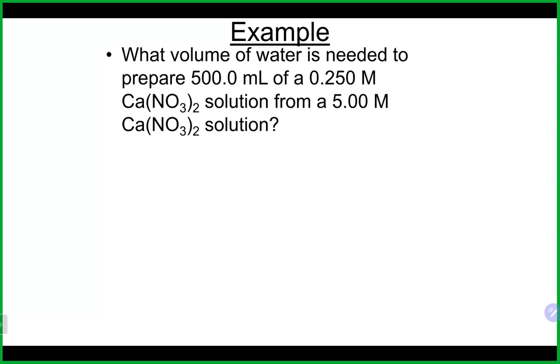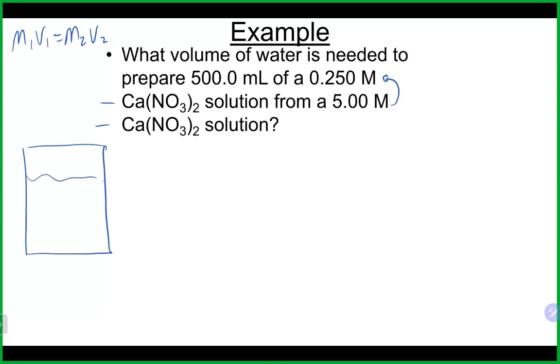So again here, we want to make 500 milliliters of a 0.25 molar calcium nitrate solution from a 5 molar calcium nitrate solution. So basically it's the same thing. The only difference is our molarity here is obviously getting smaller, so that should be a hint that this is a dilution type situation. So again, M1V1 equals M2V2. Once again, we have a more concentrated bottle that has 5 molar calcium nitrate in it, and since that's the more concentrated one, that would be our M1.